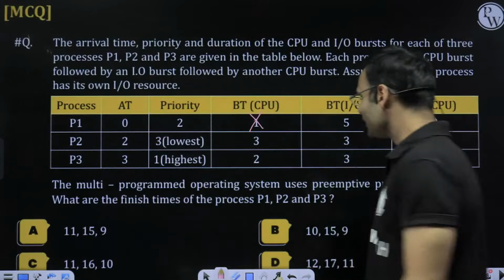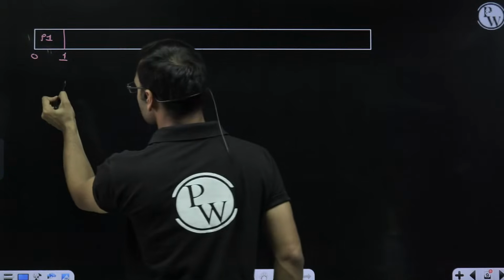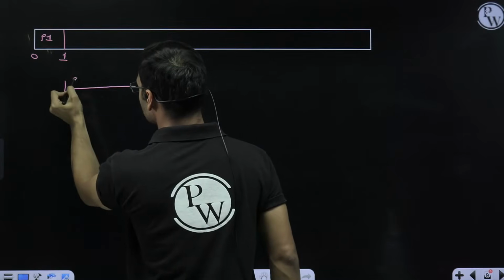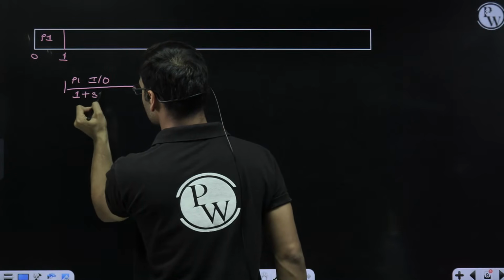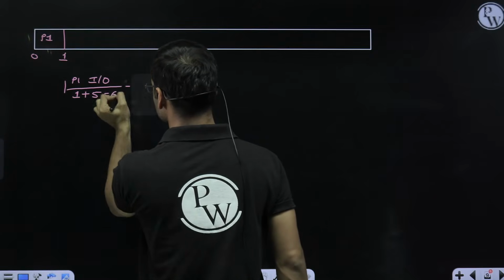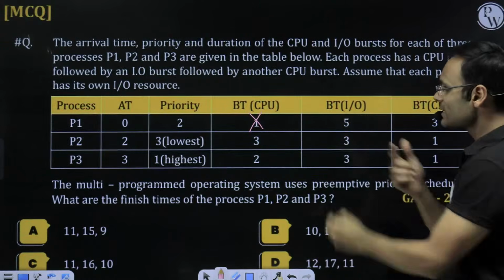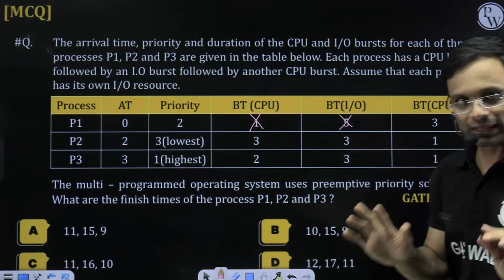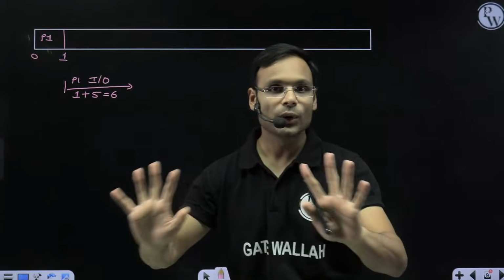Now after that, P1 will go for IO for 5, which means CPU is free. P1 IO 1 plus 5 is equal to 6. Till 6, P1 will be busy. Fine. Now, at time 1, we are sitting currently and there is no process.